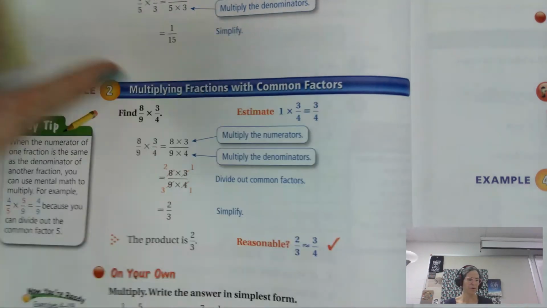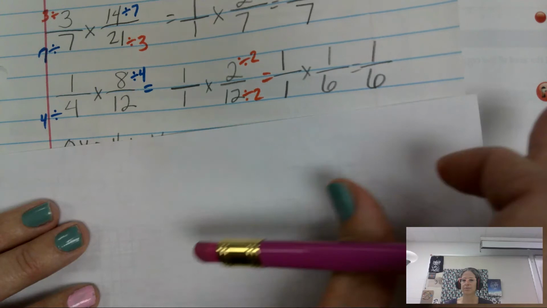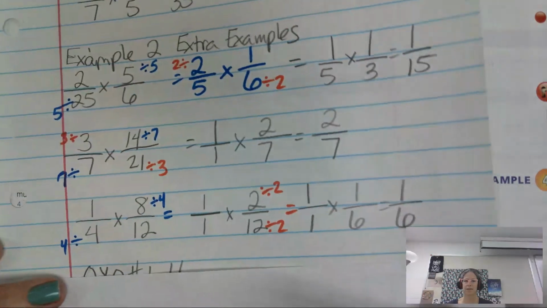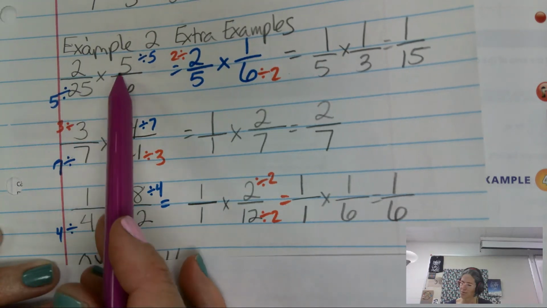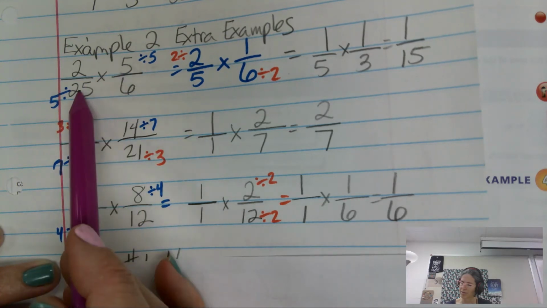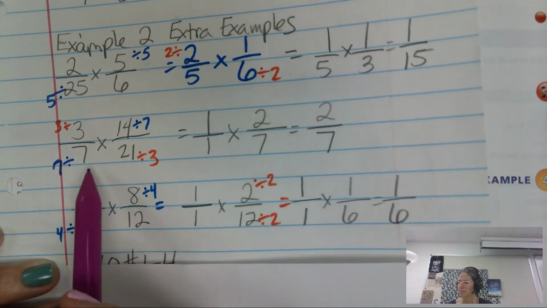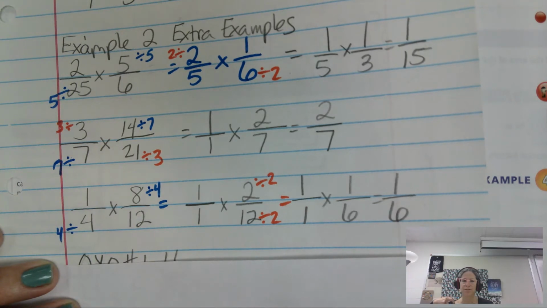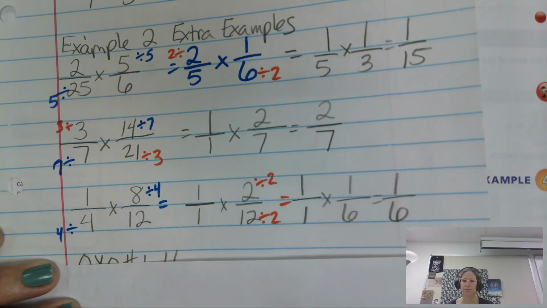On my paper, my notes that I've submitted and attached, I have lots and lots of different examples. 2/25 times 5/6. Here I simplified, I divided my numerators and denominators by 5s, and here I divided them by 2s. So I was just showing you all the different ways that you can do this. 3/7 times 14/21. 1/4 times 8/12. It's lots and lots of different ways to show your work, lots of different ways to get to the one right answer.